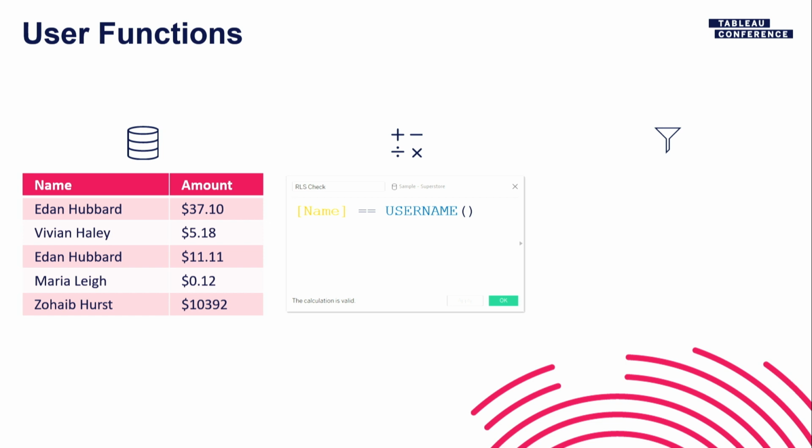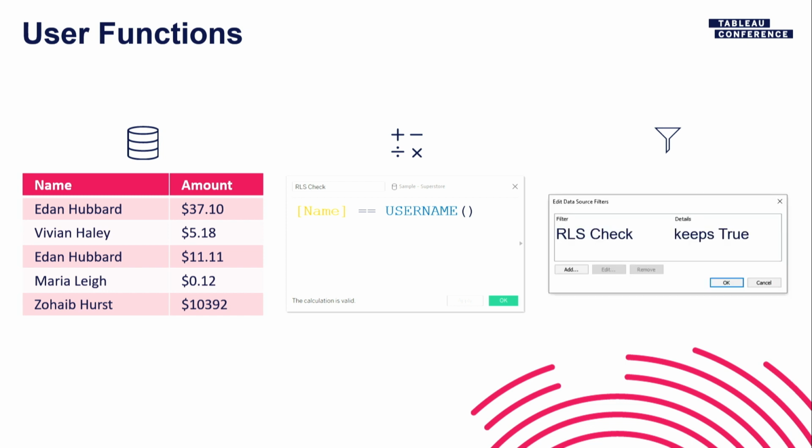So then I would write a very simple function where I say, if the field called name equals the current logged in username, then return true. So this function returns true if my name is in the name column and false if not. Then I add a data source filter that only keeps the rows where this function returns true. So now, whenever anybody looks at this particular data, they're going to only see the rows where their name is in the name column.